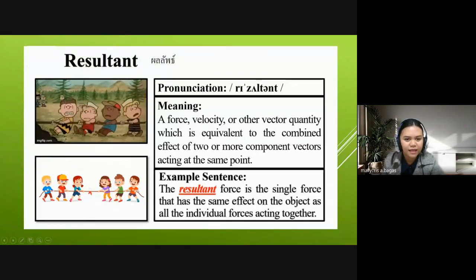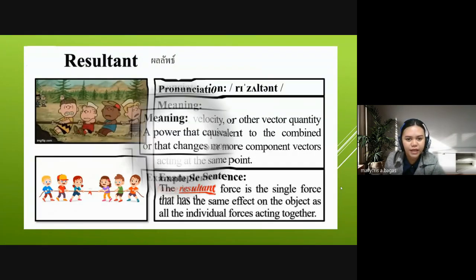They're pulling. What do you call this game? This game is what we call tug of war. They're using force.